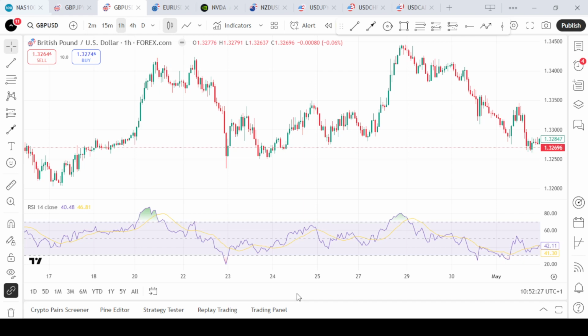Now, when the RSI reading goes above 70, this is the 70 mark at this area, it signals the market is considered to be overbought, suggesting a possible downward reversal. Conversely, when the RSI falls below 30, this 30 region at this area, we are looking at the market to be oversold, indicating a potential upward reversal.